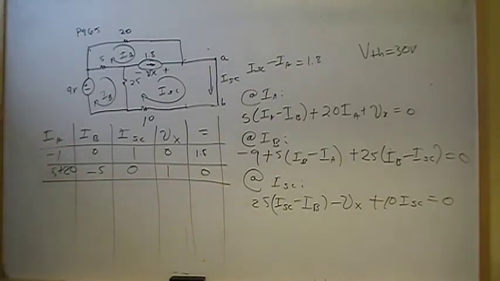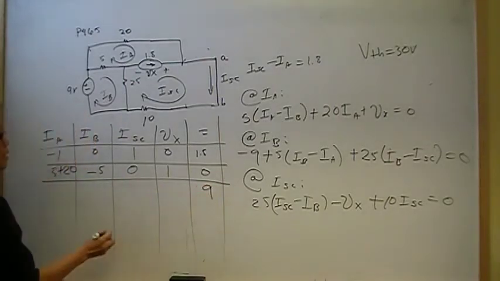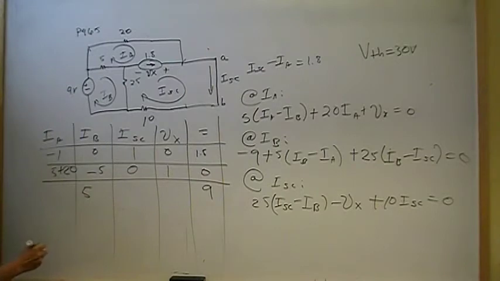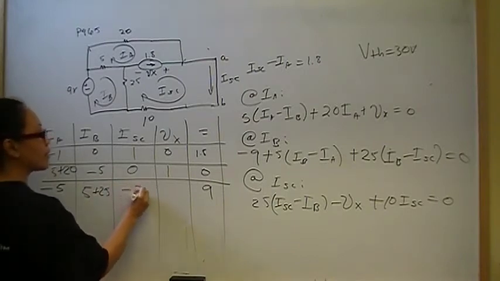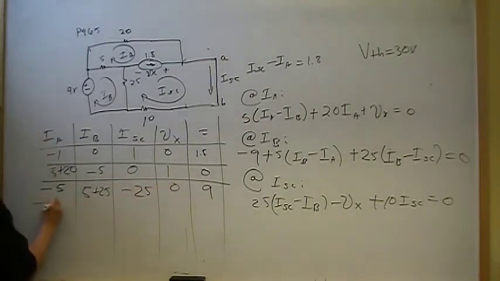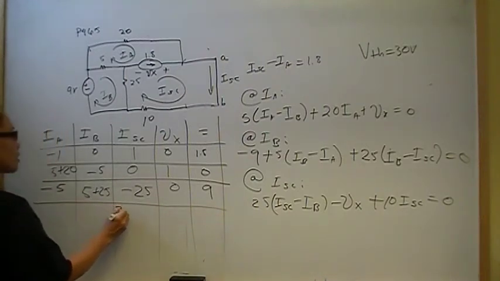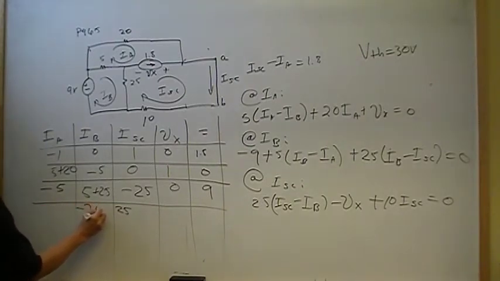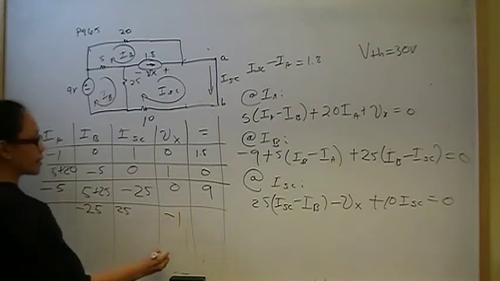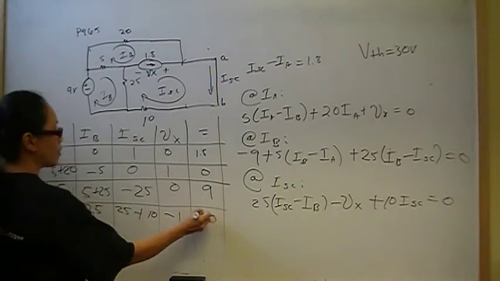In the mesh at IB, we have a negative 9 that's going to go on the side of constants as positive 9, and then 5 coefficient for IB, negative 5 for IA, and plus 25 for IB, and then minus 25 for I short circuit, and 0 Vx's. And then the mesh at I short circuit is going to have a 25 for I short circuit, negative 25 for IB, negative 1 for Vx, and 10 plus 10 for I short circuit, and then zeros everywhere else.